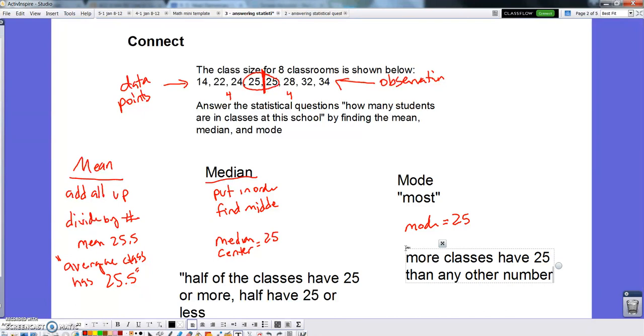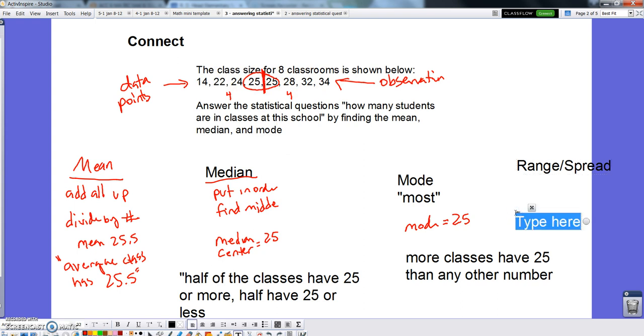All right. And so in this case, they're all really close. That's not usually the case, but today they were. So today we're going to add a fourth number called range or spread. All right. And so the range or the spread is how far apart the bottom number and the top number are, the lowest number and the highest number.